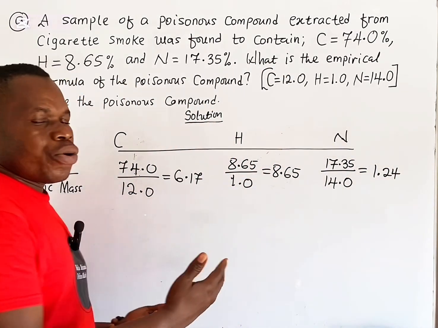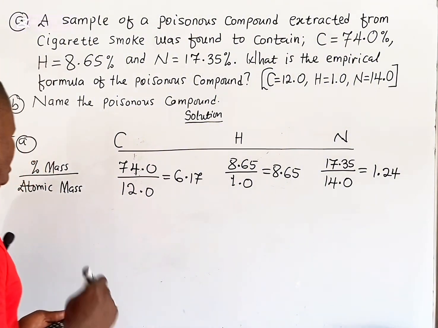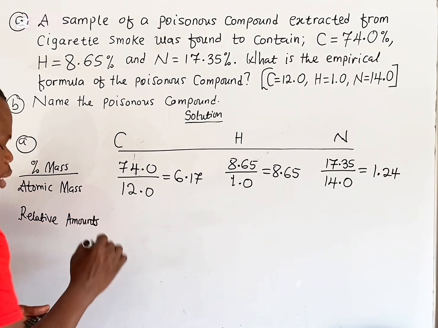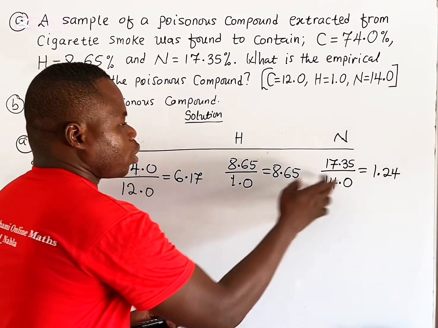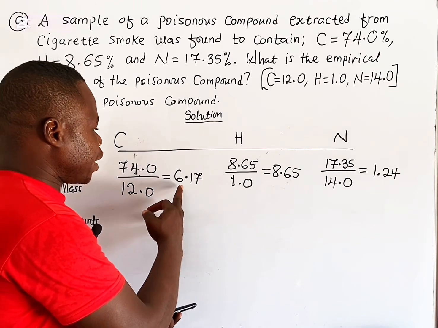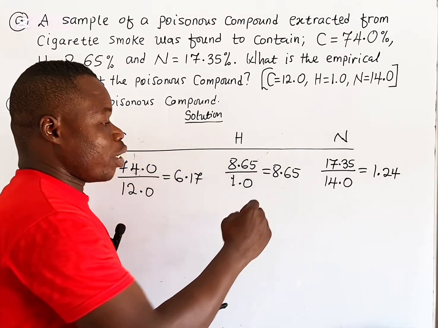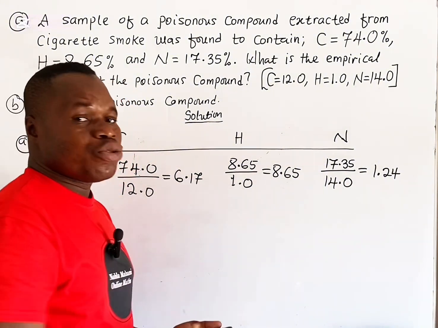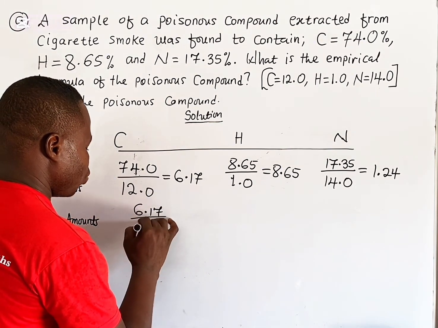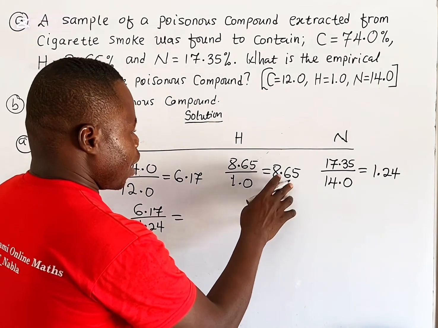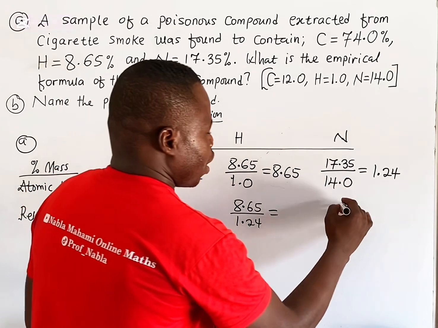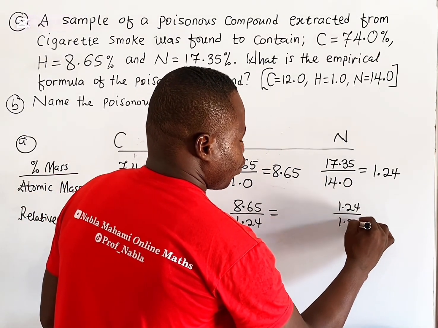Now, after getting these values, we have to find something that we call relative amounts. So I will now find my relative amounts. And how do you find the relative amounts? You take these values and pick the smallest value among them and then divide it through by each of the values. So comparing 6.17, 8.65, and 1.24, you can see that 1.24 is the smallest value. So I'll take 6.17 and divide it by the smallest value, which is 1.24. Then this side, I'll take 8.65 and divide by the smallest value, which is 1.24. Then here, I'll take the 1.24 and divide it by 1.24.